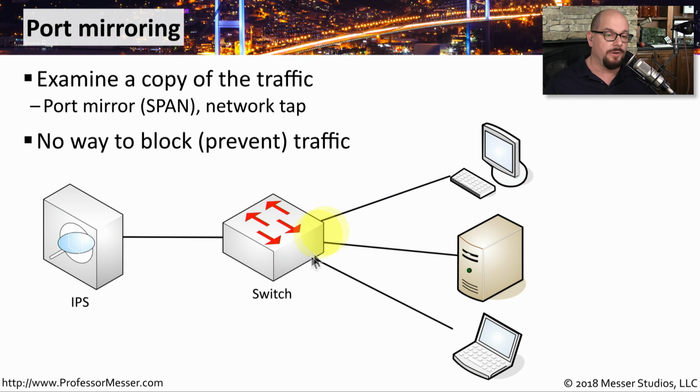Normally, traffic would traverse between stations inside of the switch, and none of that data would ever make it to the IPS. But if you configure the IPS switch port to be a port mirror or span port, and SPAN stands for switch port analyzer, it then creates a tapped connection or a copy of that data. So as it's going through the switch, a copy is created, and that copy is sent both to the destination station and a copy sent to the IPS.